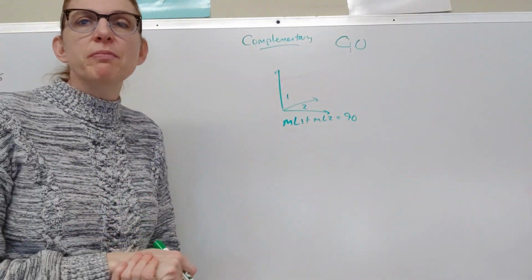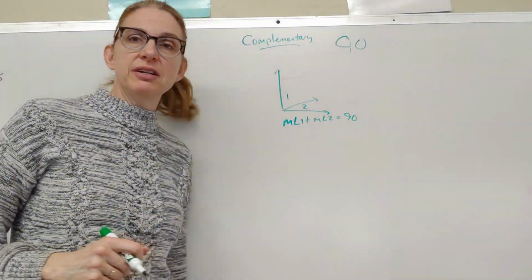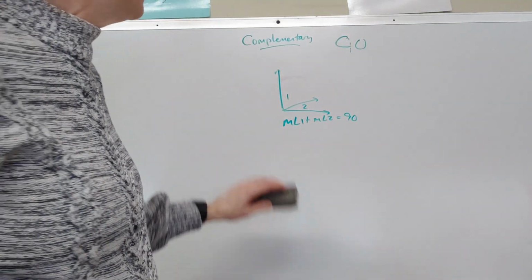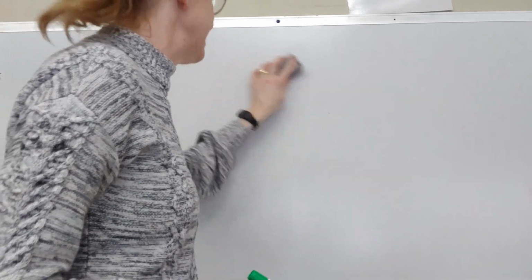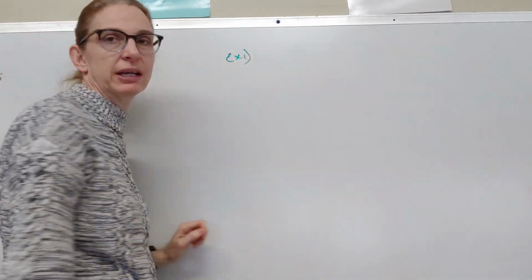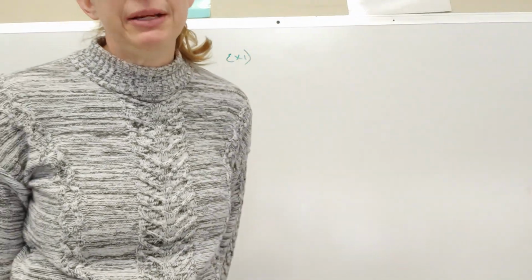Okay. All right, so the measure of angle 1 plus the measure of angle 2 is 90 degrees. Okay? That's my complementary angle. All right, let's go back now and tackle a few of these examples. So let's look at example 1. Okay? This is on page 214.